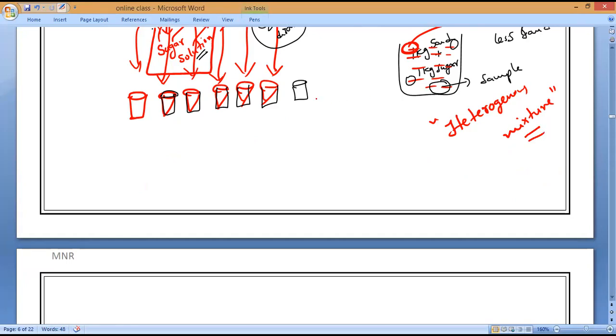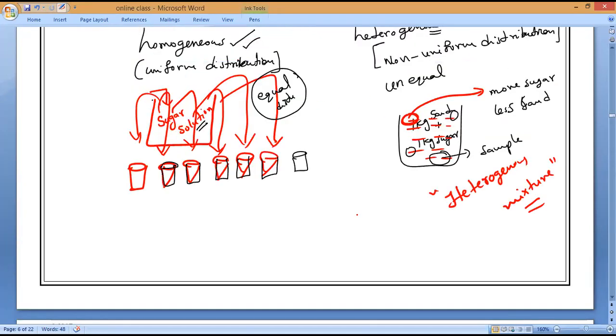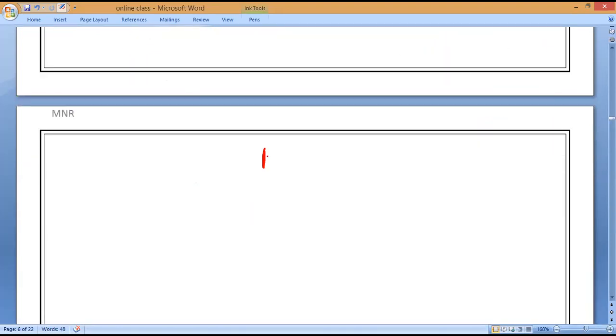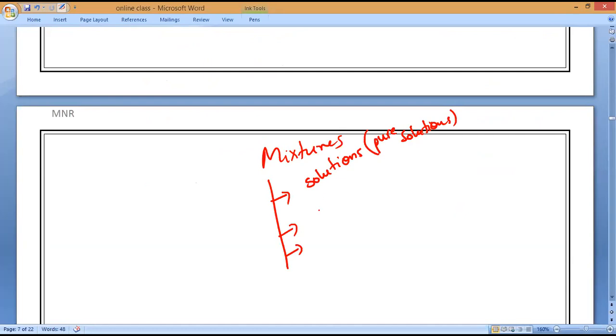Are you all understanding? Now, in this chapter, we are going to study 3 types of mixtures. How many types of mixtures? 3 types of mixtures. The first one is solutions, which we can say are pure solutions. The second one is called suspensions. And the third one is called colloids. So these 3 we call the types of mixtures.